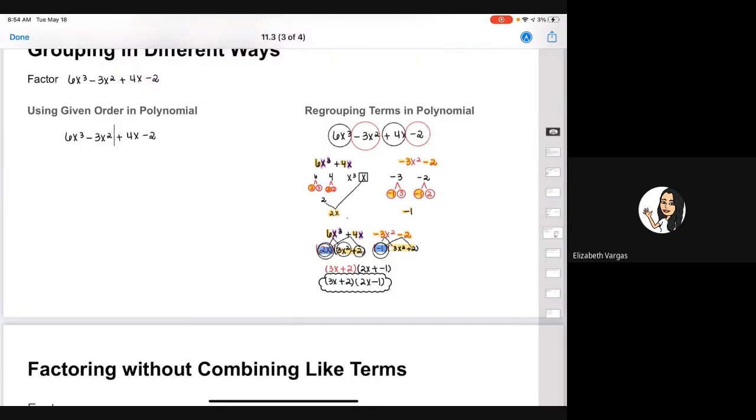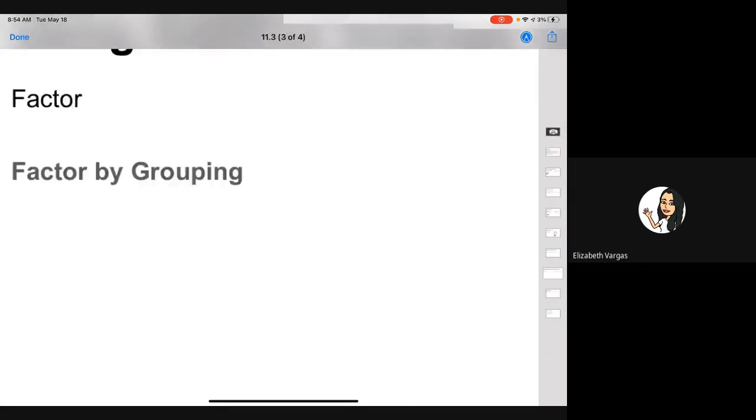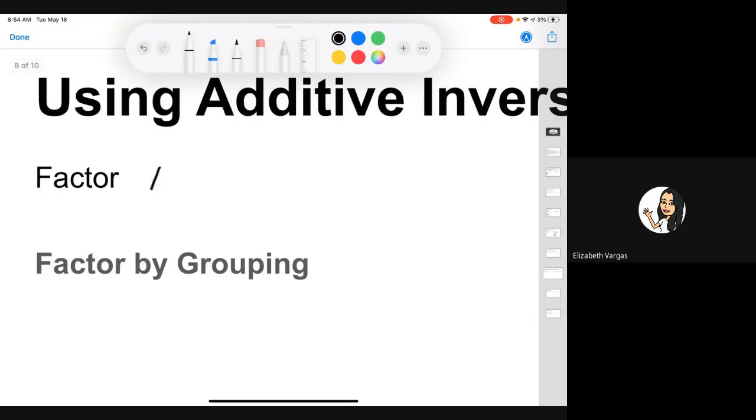Okay. Let's briefly review this. So using the additive inverse to factor by grouping. There are some instances, for example, if I had this expression x cubed minus 2x squared minus 3x plus 6. There are some instances in which you will have an expression which is actually easier for you to go ahead and use the additive inverse to solve.